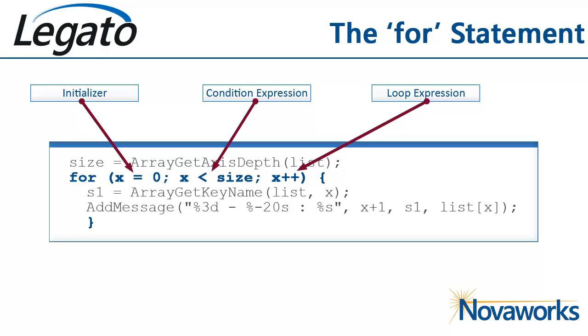Now I can break out of this just like you can with a while, and if I continue, this loop expression will still get run, so I don't have to worry about saying x++. In fact, if you do x++ inside of here, you're going to mess up your loop, because it's actually going to skip and do 2.